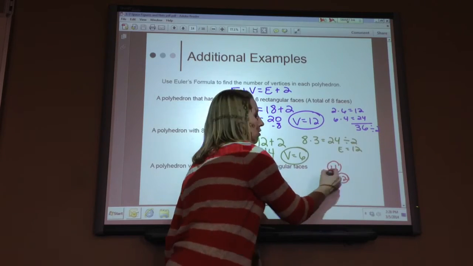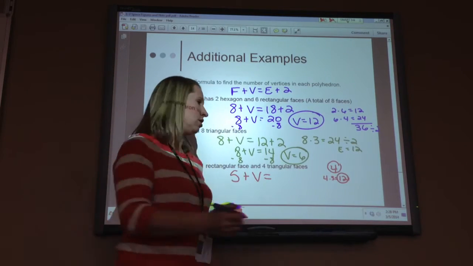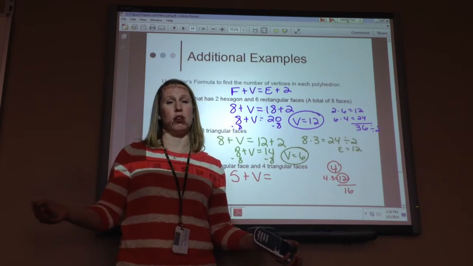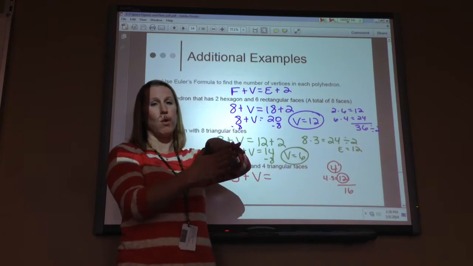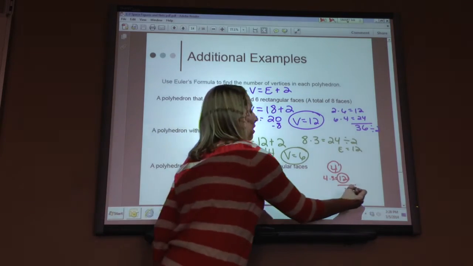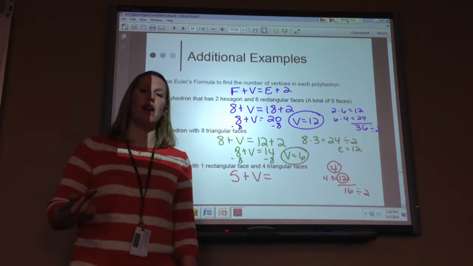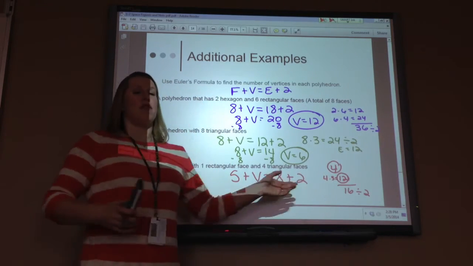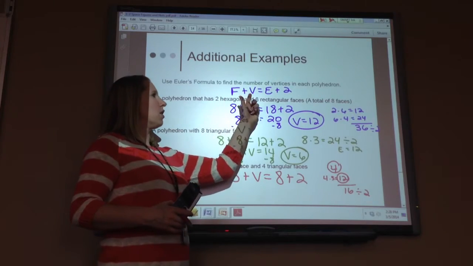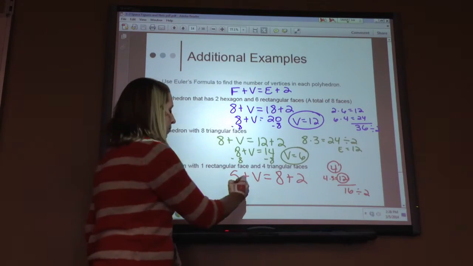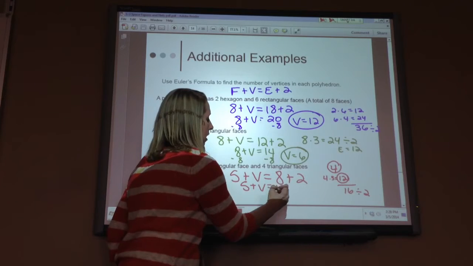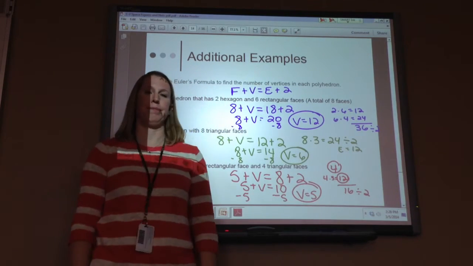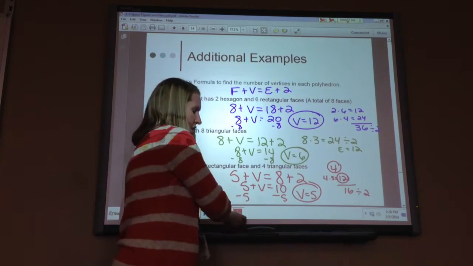We have to add those 2 numbers together to get our total edges. So I would have 16 edges. But remember, in a polyhedron, when 2 edges come together, they form 1 edge. So if I divide this by 2, I'll get the number of edges. 16 divided by 2 is 8. Plus 2 to finish my formula, because it's faces plus vertices equal edges plus 2. So 5 plus v equals 10, minus 5 on both sides. Vertices is 5. So those are the hardest out of all the problems that you're going to have today.